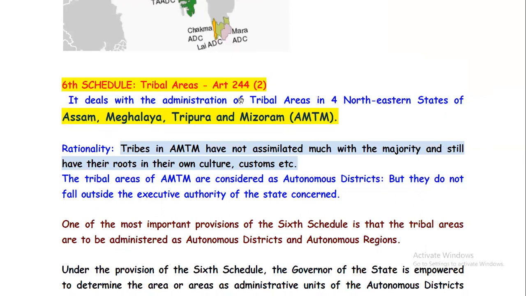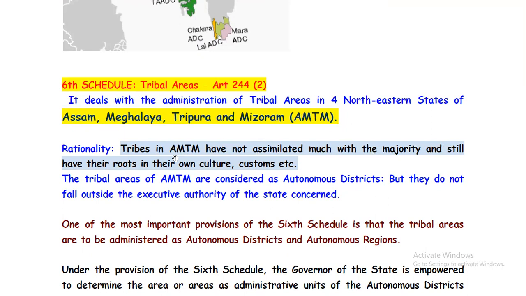Now, these sixth schedule areas come under Article 244(2), and the fifth schedule under 244(1). Rationale: why were these sixth schedule areas created? Why do these four states' tribal areas come under a separate schedule, not the fifth schedule? Why do they come under a separate schedule, the sixth schedule?